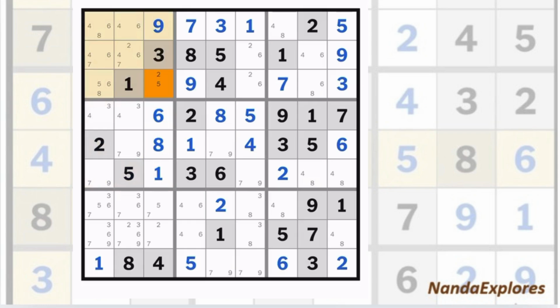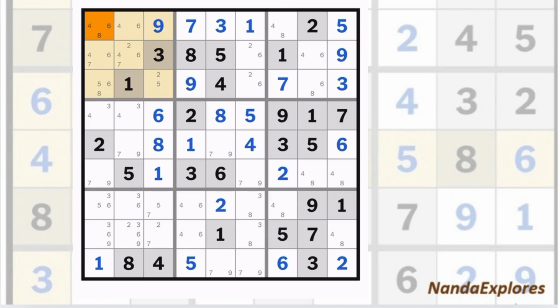Since 7 is not here, and 7 will come only in this, that means we can remove 7 from all of these cells in this block. So we have 2 5 and 7 in this requirement in this particular column. So now we check this particular column.